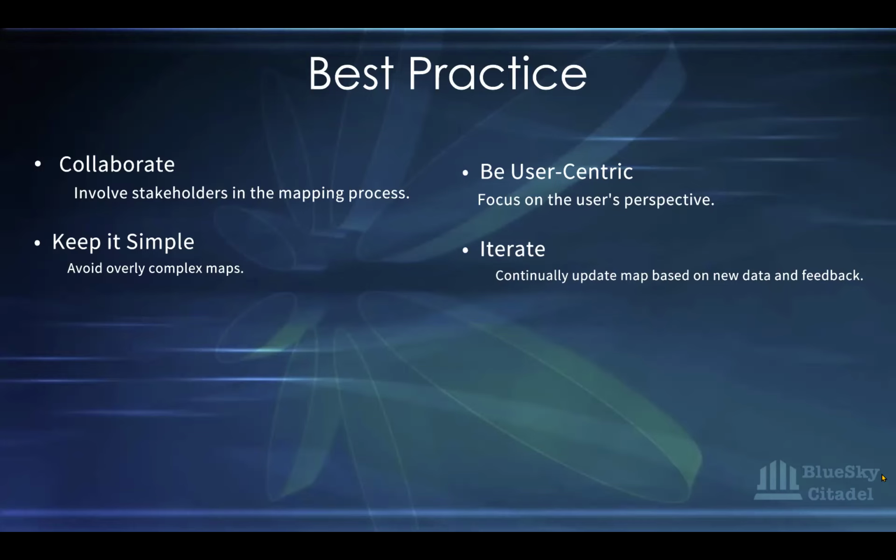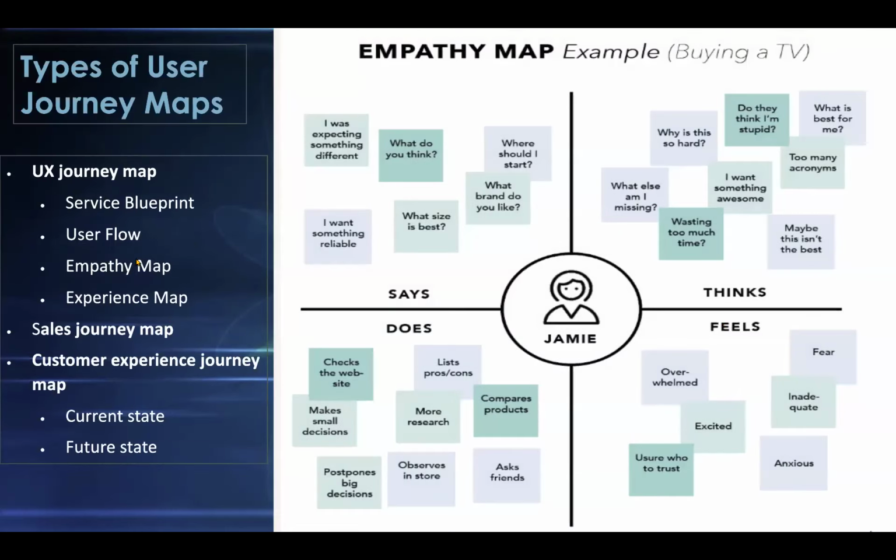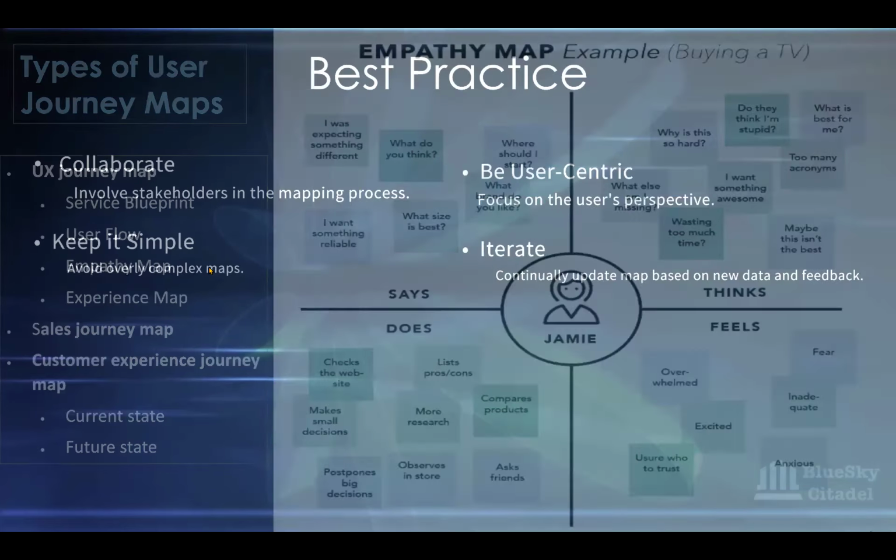You need to keep it simple as much as possible. You can do as many maps as you want, but make sure you keep it simple. Avoid complex maps and make sure that it's clear. Clarity is key. And then obviously continually update the map based on any new insights or feedback that you have. So we've gone through that. Okay, so that's it for me.